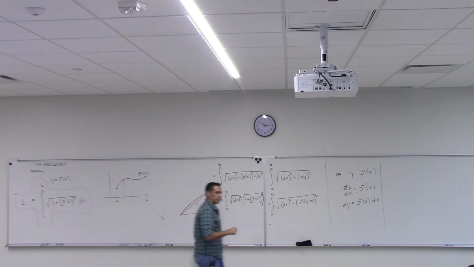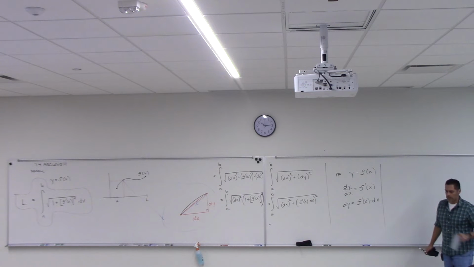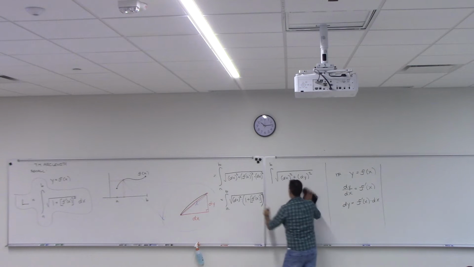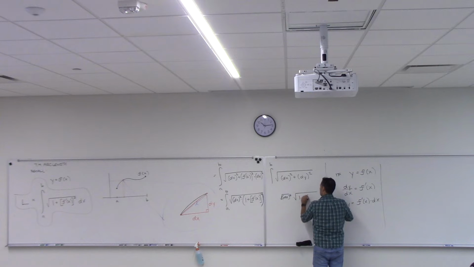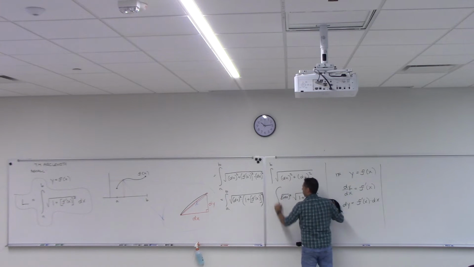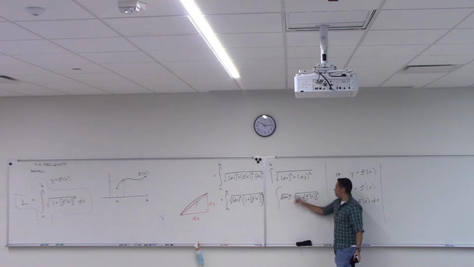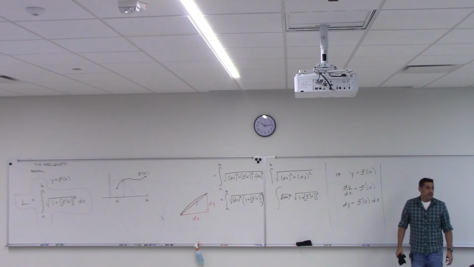Questions? Yes? Okay. From here I did the square root of dx squared times the square root of 1 plus. So I just broke it into two roots because there was multiplication. Got it? So split this up into two roots. That right there is just dx, and I just moved it to the back. All right. Good?